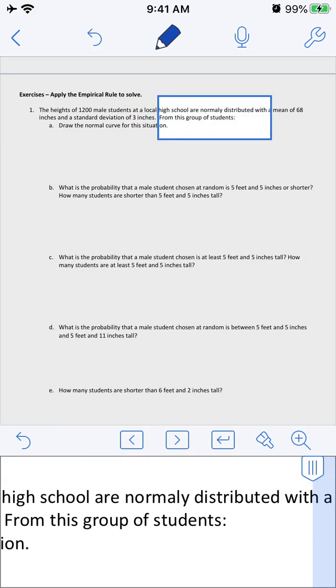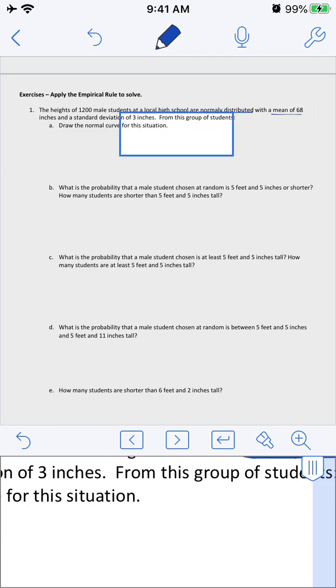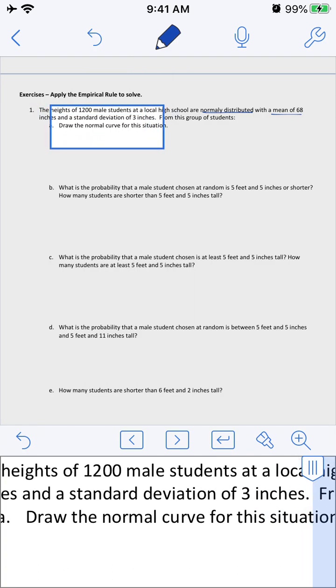Normally distributed means we don't have to question whether it's normal or not. The empirical rule has already been applied. We know that 68% of people are going to fall in this category. And then they're going to tell us more about the mean and the standard deviation. Notice they just kind of gave both of those to us. We can use that now to create this normal curve.